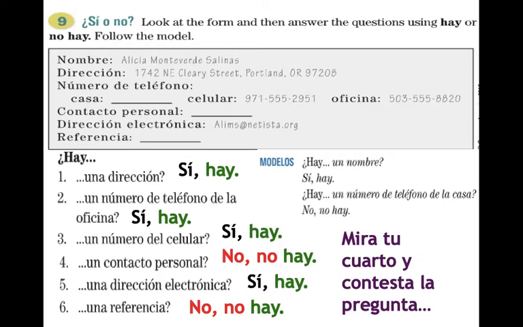¿Hay un proyector? Sí, hay un proyector. There is a projector. No, no hay. And the last one. Let's see. ¿Hay cinco mesas? Muy bien. Maybe sí hay. Maybe there are five tables in that room. Oh, no.